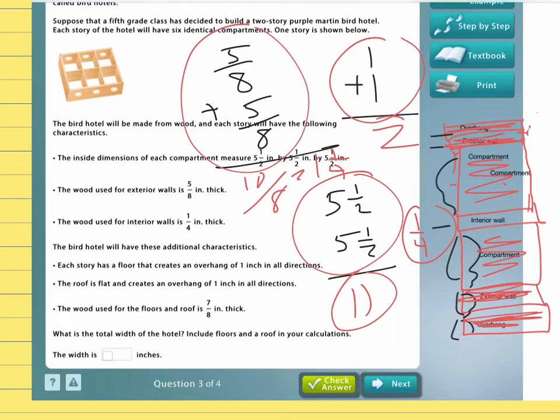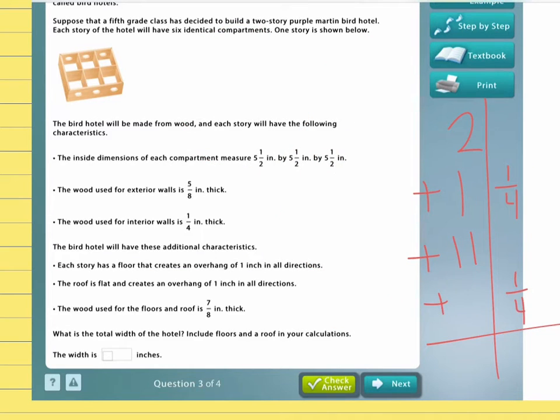So we have 11 plus 2 plus 1 and 1/4 plus 1/4. Putting these, lining them up vertically, you get 1/4 and 1/4, which is 2/4 or 1/2. And you have 2, 1, and 11, which gives you 14. So the total width of the bird hotel should be 14 and 1/2 inches.